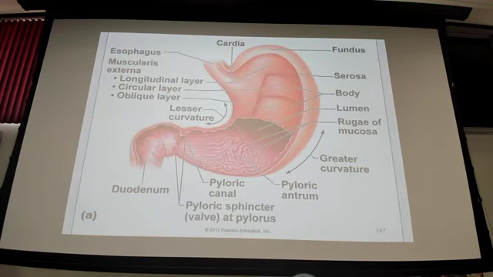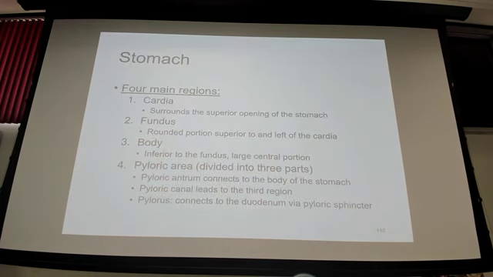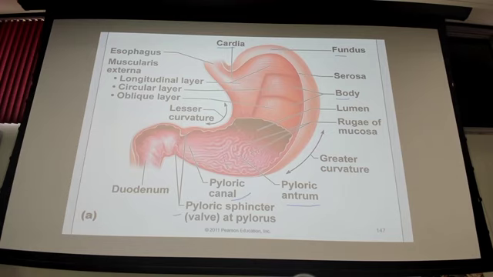So we'll talk about the different sections of it. The cardia, the fundus, and then the body. And then we have the pyloric area, which includes the antrum, the canal, and the pyloric sphincter as it empties into the duodenum. The cardia is the superior portion. This is the portion that most commonly gets pulled through in a hiatal hernia. If a patient has a more serious defect, sometimes the fundus can get pulled through.